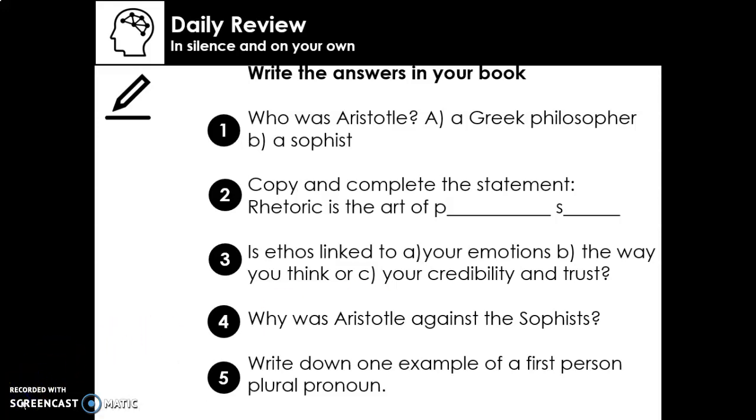Okay. So who was Aristotle, a Greek philosopher or sophist? The answer is A, Greek philosopher. Okay, he was a really cool, incredibly famous Greek philosopher. 2, rhetoric is the art of, brilliant, persuasive speaking or persuasive speech. So rhetoric is the technical term for how we speak in a way that persuades and influences others. So technical term, rhetoric, for actually a really commonplace idea.